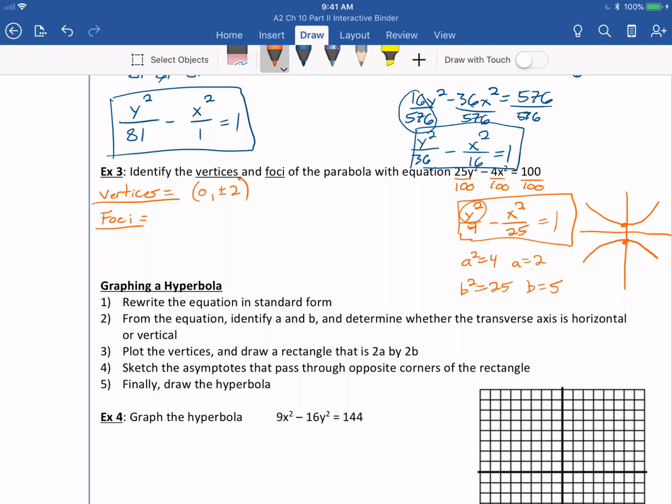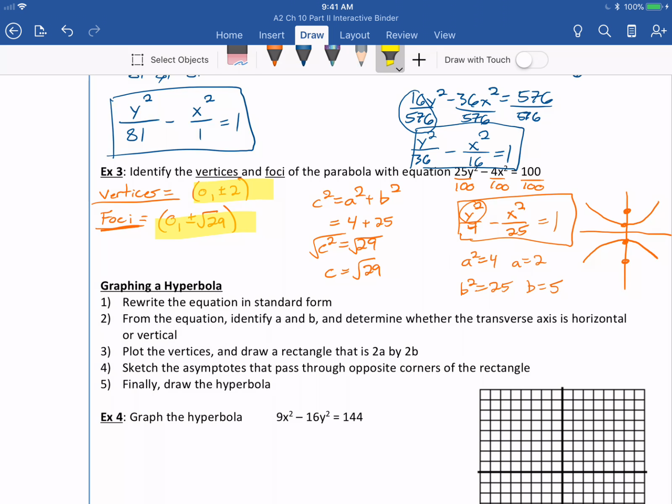So now I have to go through and actually solve for what my c is to find out what my foci are. All right, so I know that my c squared is equal to my a squared plus b squared. And I know that my a squared is 4 and my b squared is 25, so my c squared is equal to 29. I got to square root both sides, and my c is equal to the square root of 29. And now my foci are going to be up here and down here, so now I know that this is in the same form. It's 0 plus or minus the square root of 29. All right, so those right there are my answers. Those are my foci and my vertices.